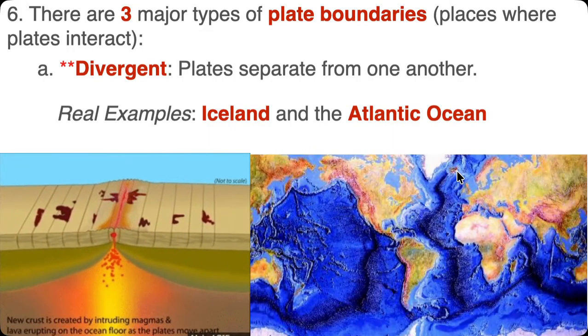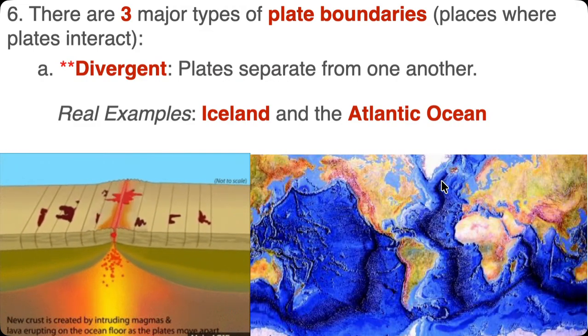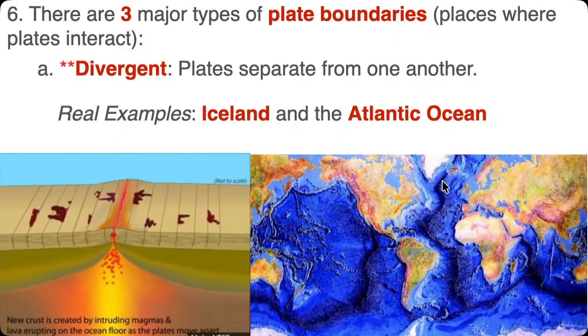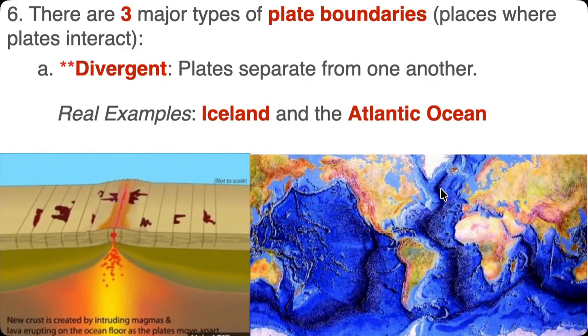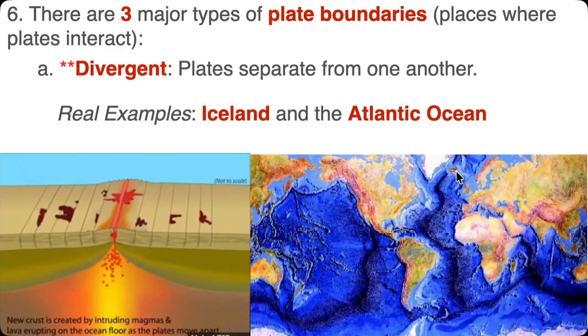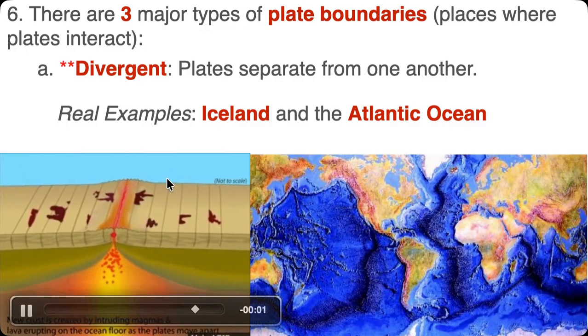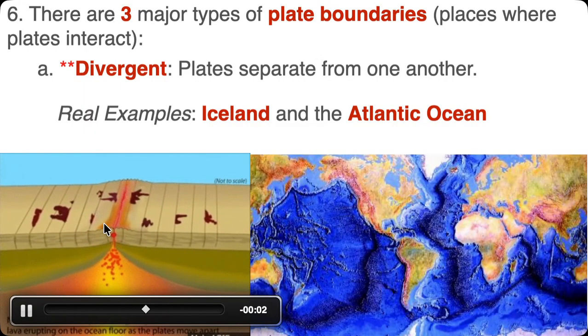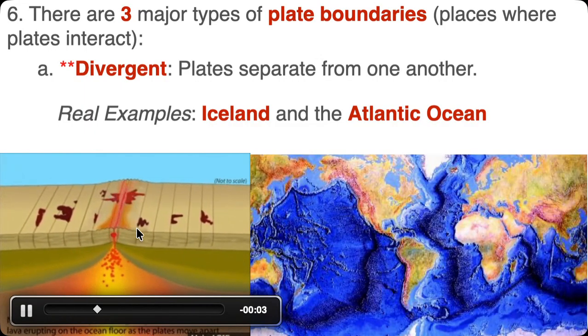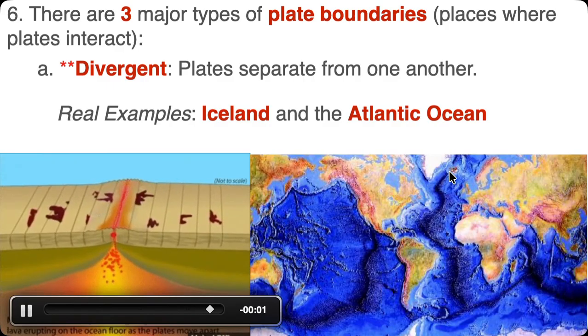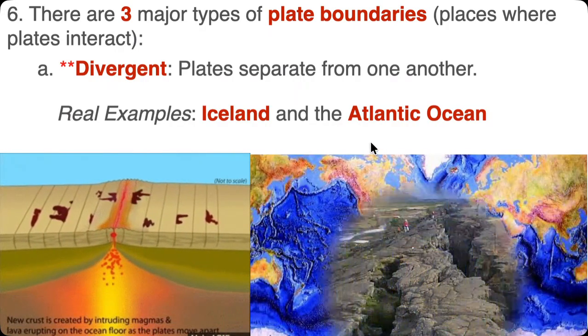Iceland is this little island right here at the top, and it is being split apart by the divergent plate boundary that is splitting the Atlantic Ocean up. And so Iceland is actually growing in size because every time these plates move, magma is being released and new land is being made right in the center of Iceland.